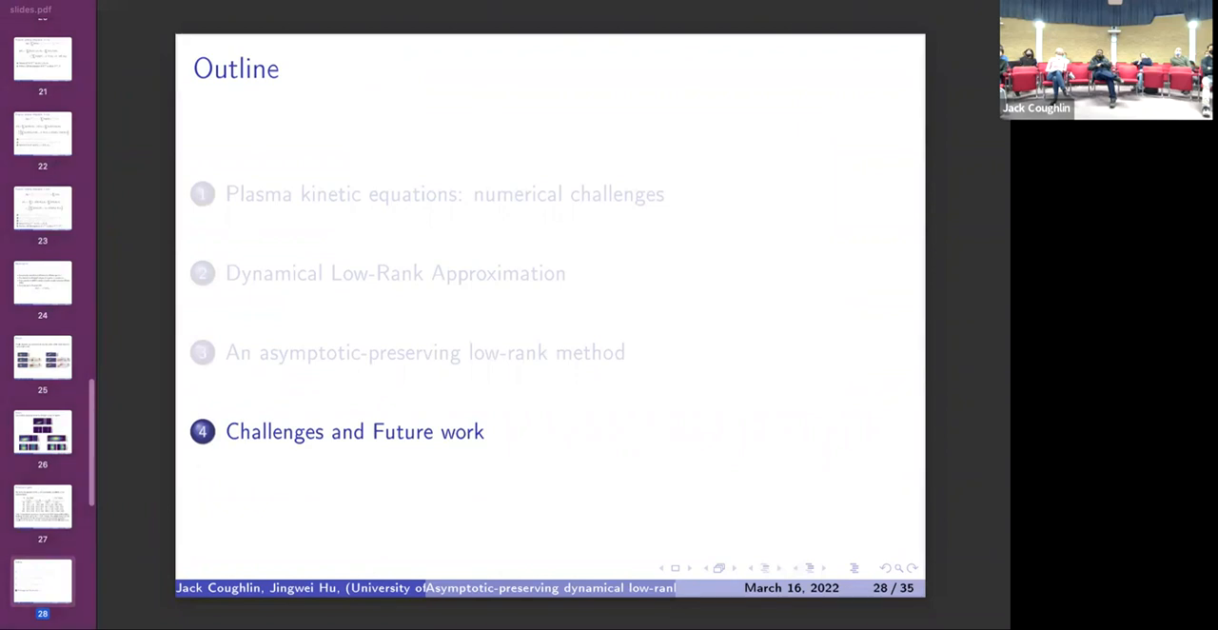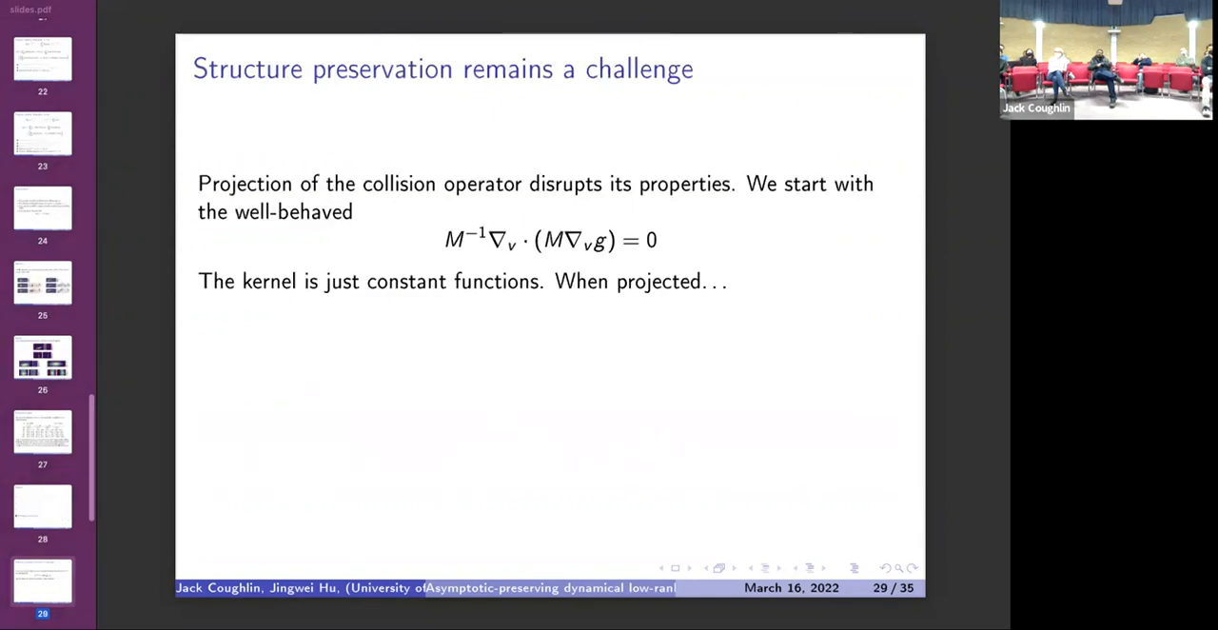Okay, so a brief note on some of the challenges that still arise when you're trying to do this kind of thing. So even though we're able to capture this asymptotic limit, there's still a bit of a challenge with the structure preserving question, right? So in not the low rank version, you still divide by epsilon, and then you've got this collision operator, which looks like this, and it's very well behaved. You can show that the kernel of this is just constant functions in V, which is what you want, right? You want your thing to be sending you to a Maxwellian, which means a constant G in velocity.